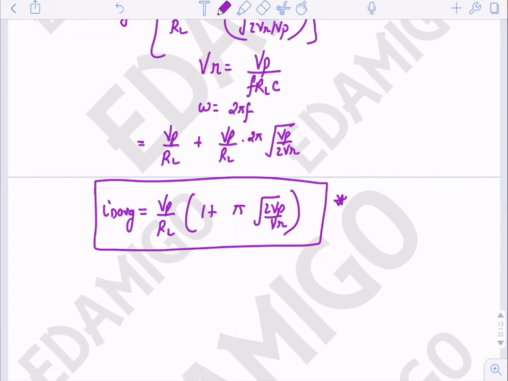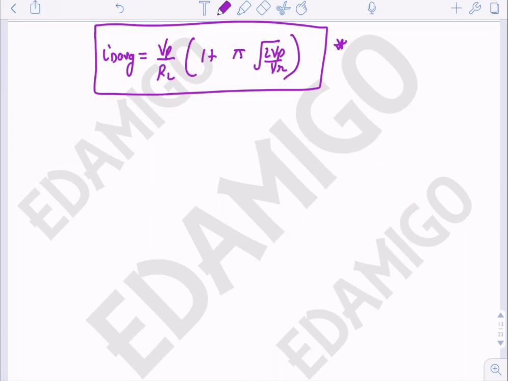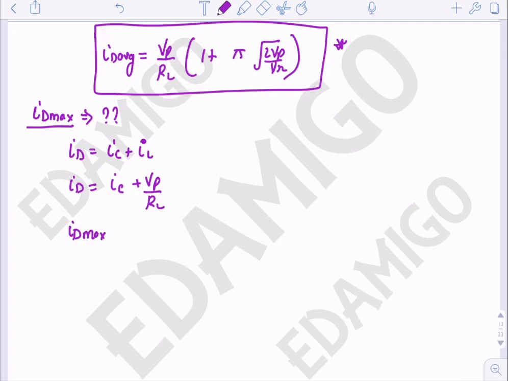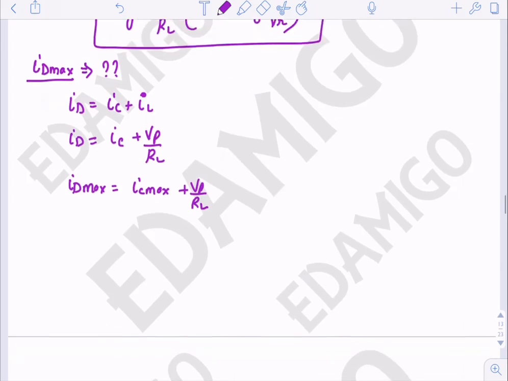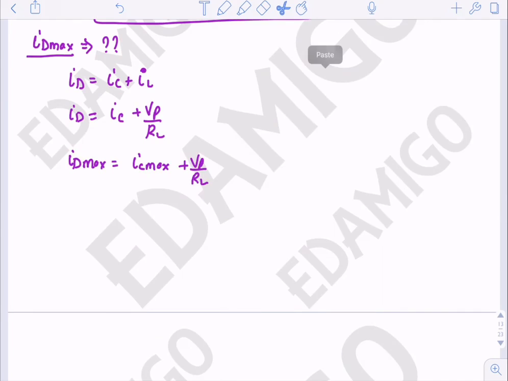Okay, now to find out the maximum value of the diode current in the time duration delta t, we know that ID is equal to IC plus IL. Load current is approximately constant, that is Vp upon RL. So to find out the maximum diode current, ID max will be equal to IC max plus Vp upon RL. Okay. Now let me paste the figure here.